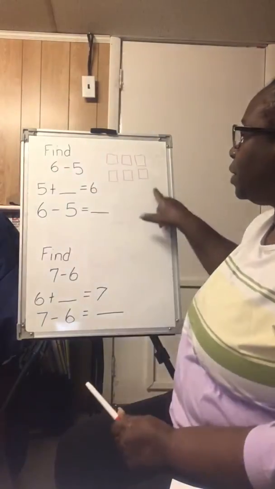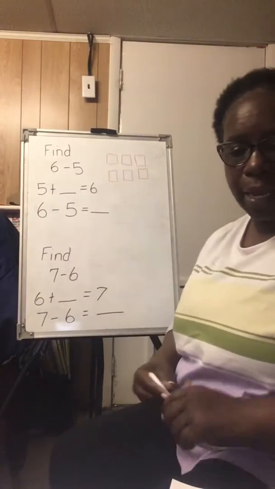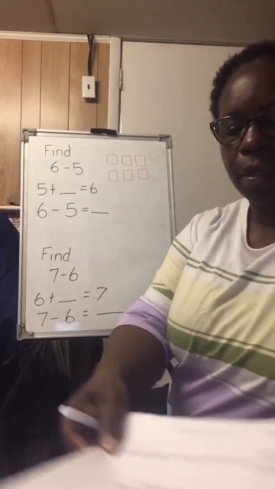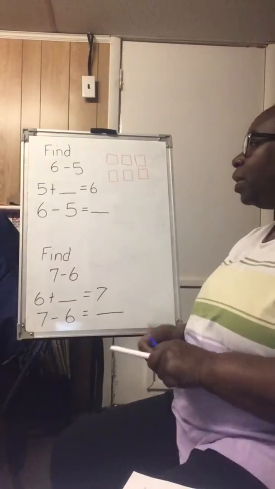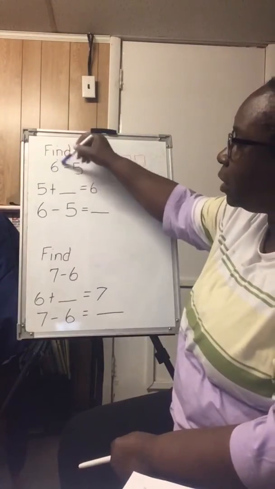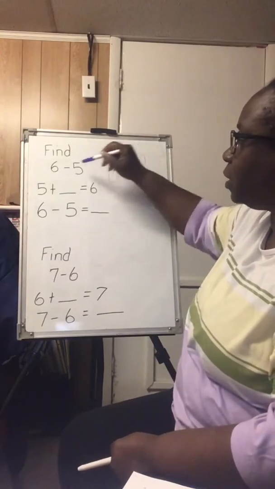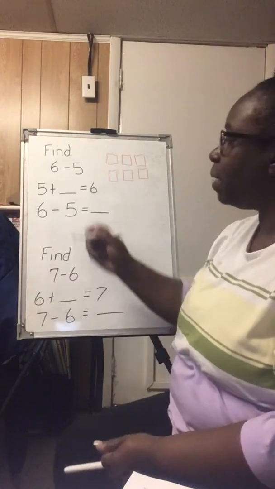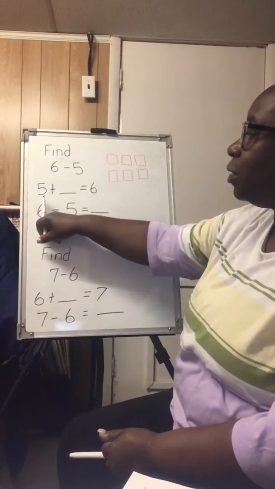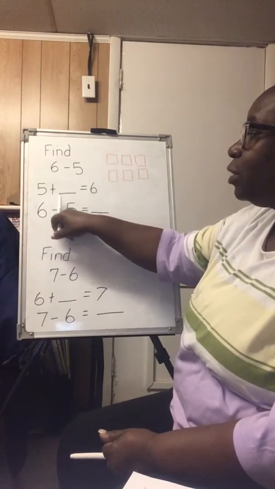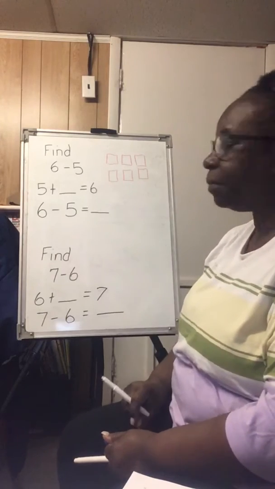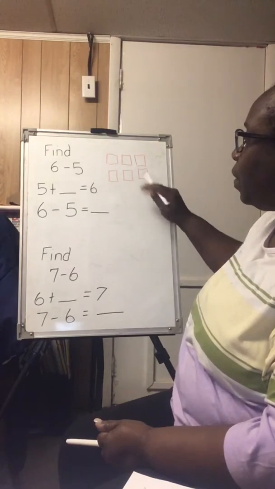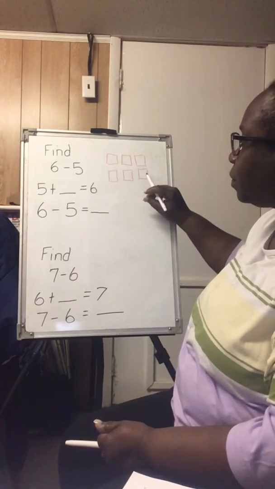Okay, I put up 6 red blocks. So we use 6 blocks because 6 is my largest number, so that's why I went with 6 blocks, the largest number I'm working with. So we try to find out 6 minus 5, but what they want us to do also is find out 5 plus what equals 6. Okay? So we have 6 blocks.